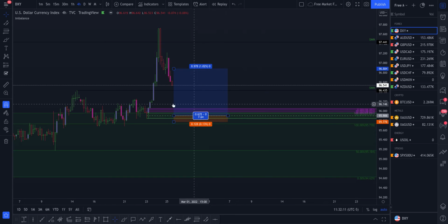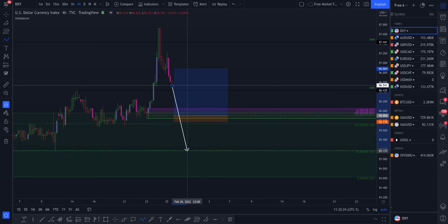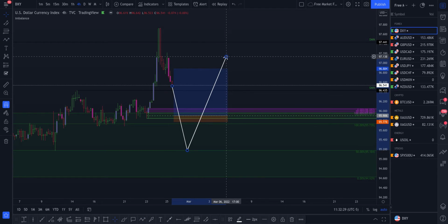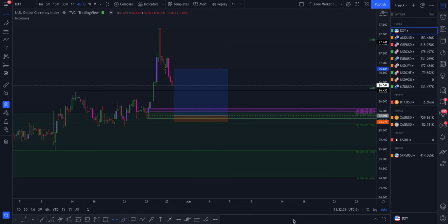But keep in mind that it's very likely for this pair to even possibly come down and touch the bottom of this 4-hour zone, it can come back and retest more into this institutional zone before heading back up. So keep in mind, and that's why it's just good to have a confirmation plan in place, which I have a confirmation plan in place.